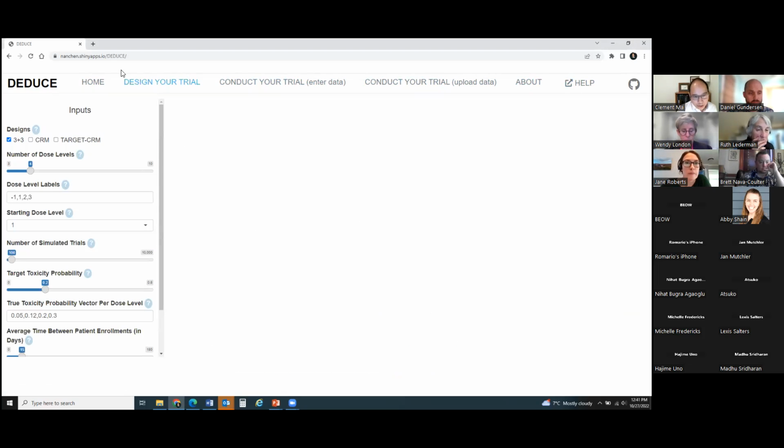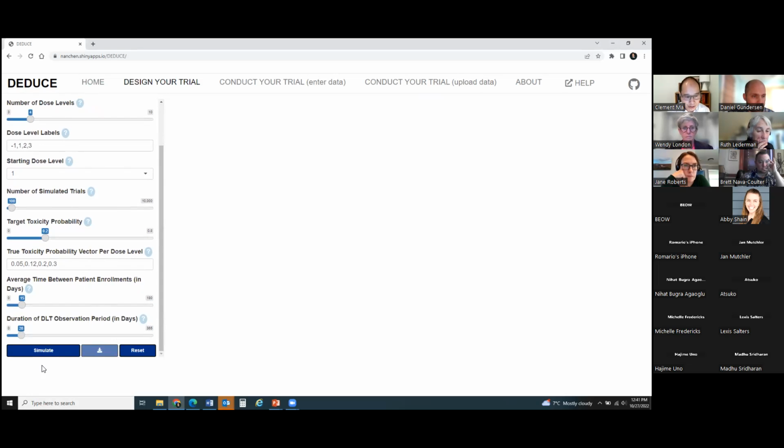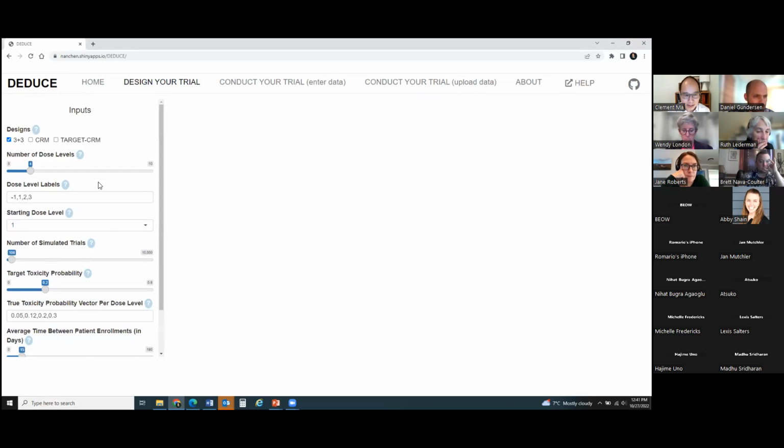And what users will see is the left menu bar, which is a series of inputs that specifies the trial that you're trying to design and the simulation parameters. And after you've entered all these, you can click simulate to simulate using the parameters you specify. So I'm going to quickly walk through some of the inputs. The first is to decide which designs you're interested in, and you can select one or any number of the designs. And again, we're trying to add additional designs here for users to compare. So I'm going to just select all 3 for comparison.